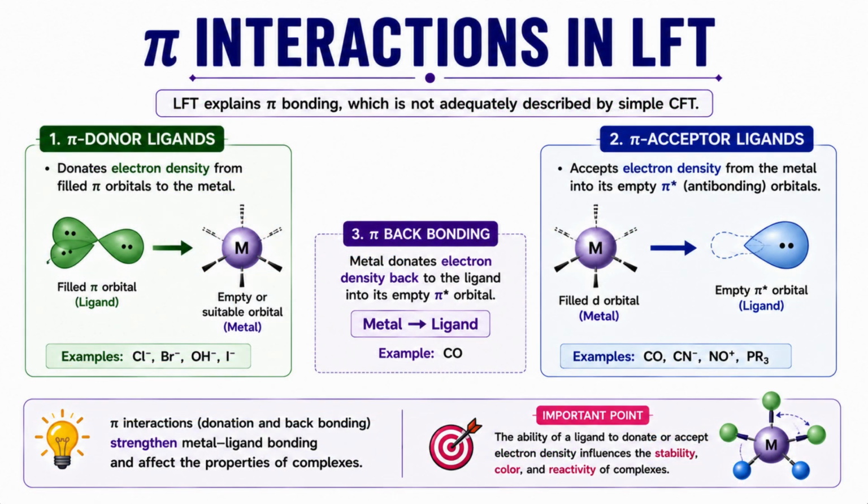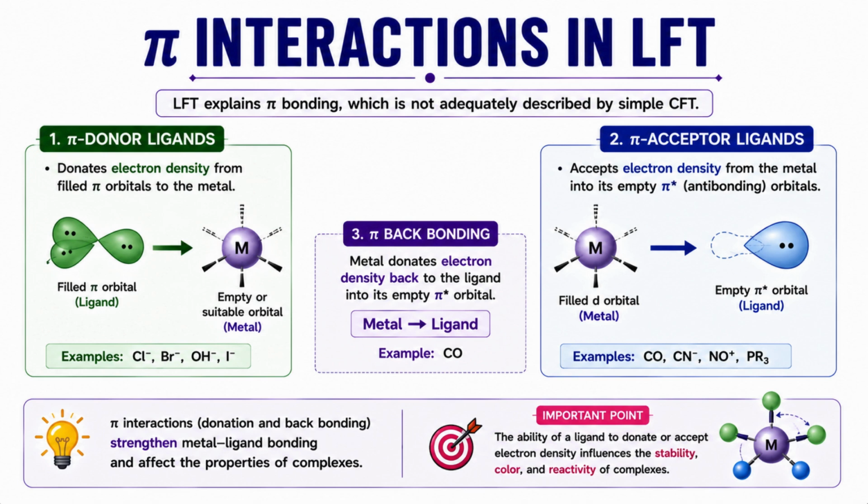LFT can also explain pi interactions, which are difficult to describe using simple CFT. There are two important types. 1. Pi donor ligands. The ligand donates electron density from filled pi orbitals toward the metal. Examples include ligands such as Cl-, Br- and O-.